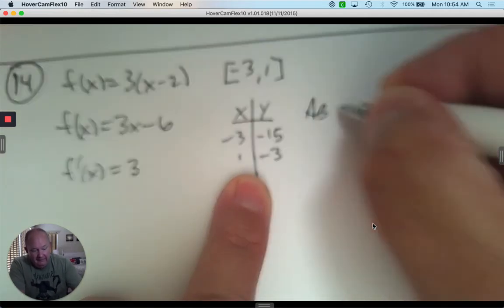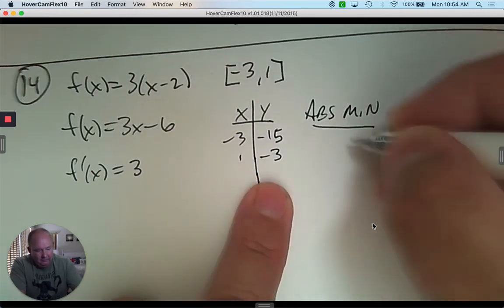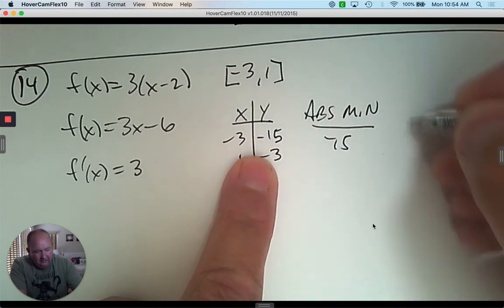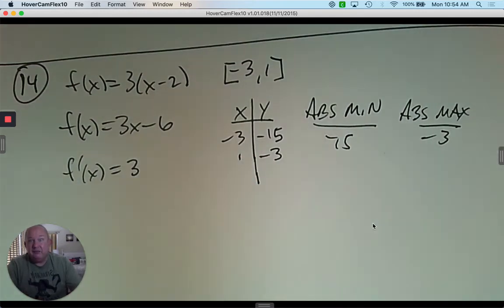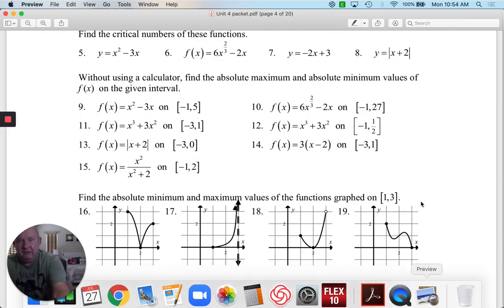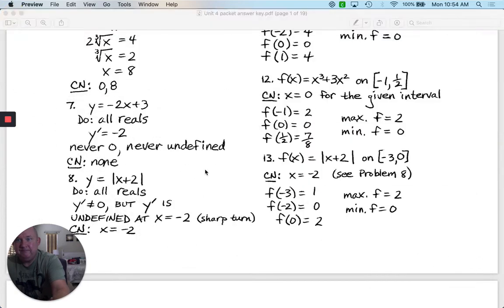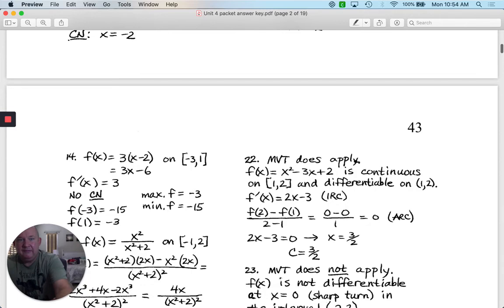That means in that interval, the absolute minimum we start with is -15, and the absolute maximum is -3. And I'm just going to double check my answer key to make sure I did it correctly. Did you get those answers? So -3 and -15.